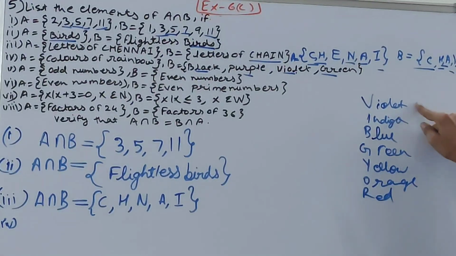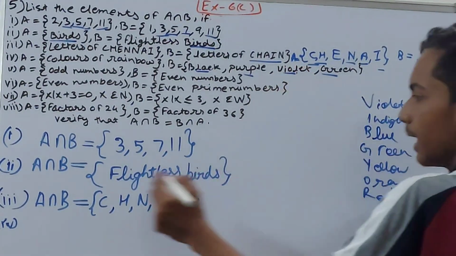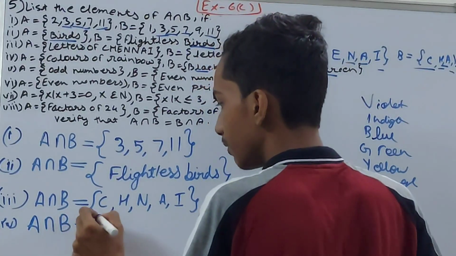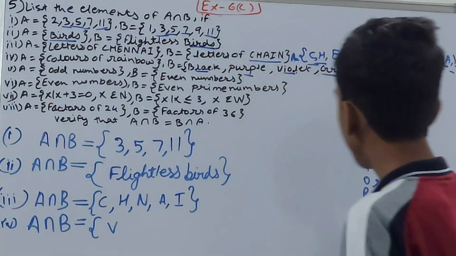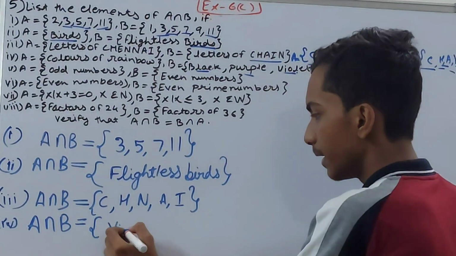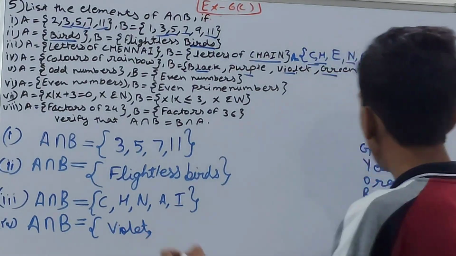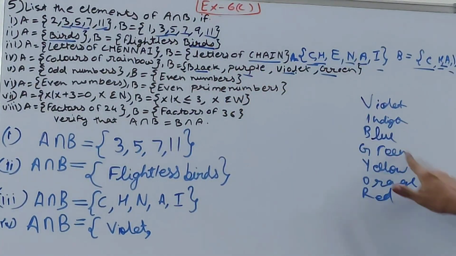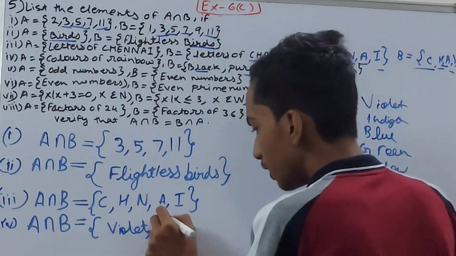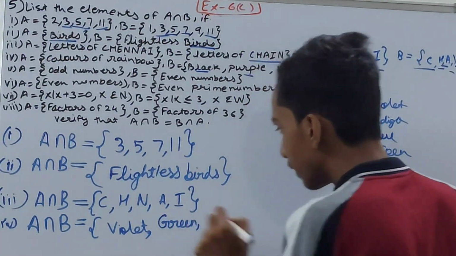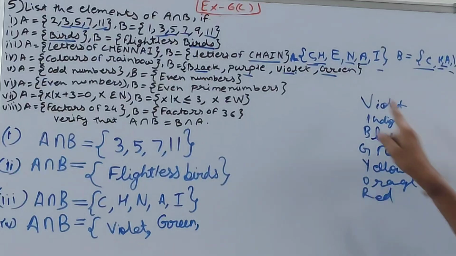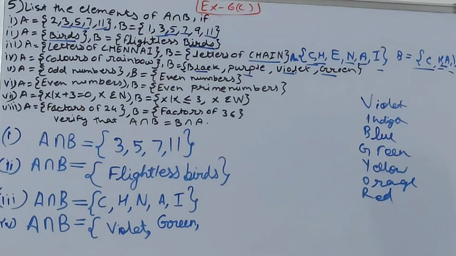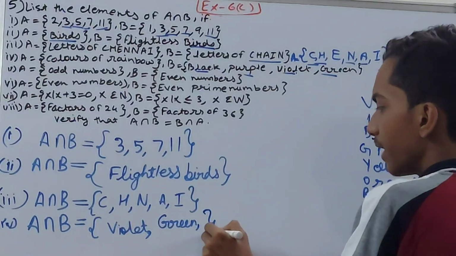Now see, violet is common in both the sets, right? Let's keep on writing it down also, so that it's very easy. What we will have here, first we will have violet. Okay, V, violet. Then you will have what is common. Indigo, is it coming? No. Blue? No. Green? Yes. So you will write down green in the intersection set. Yes. And then yellow? No. Orange? No. Red? No. So only 2 sets are common, violet and green.